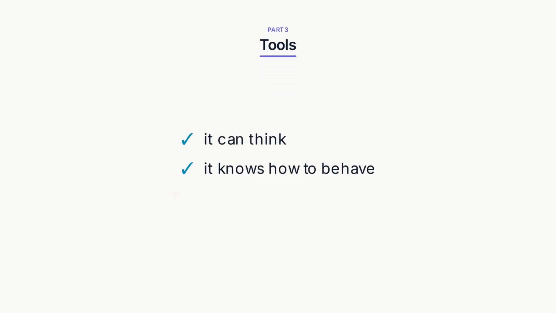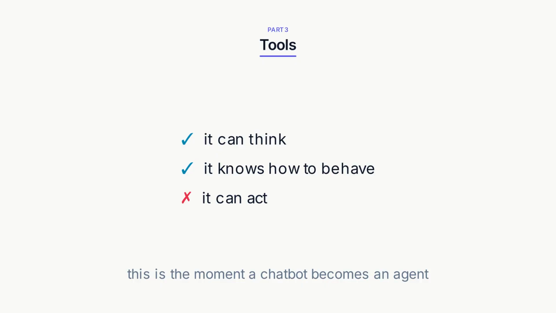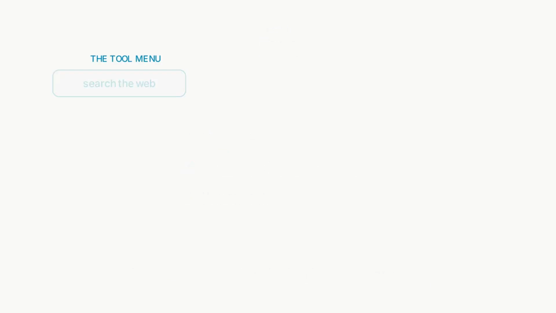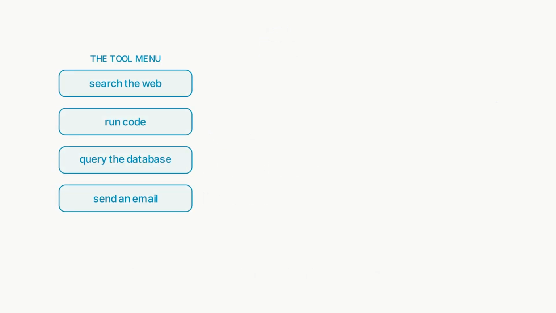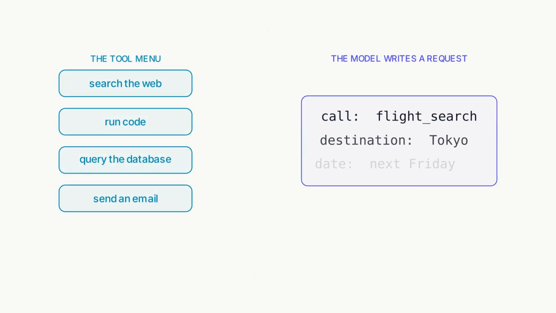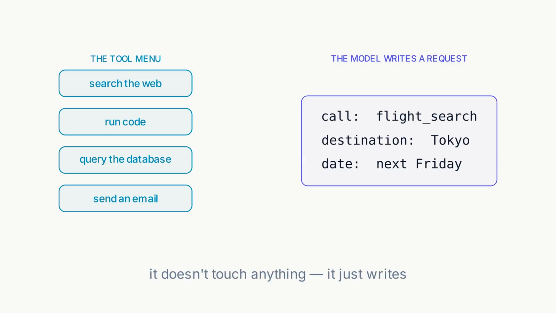Part 3, tools. Our model can think and it now knows how to behave, but it still cannot do anything. It has no hands. This is the component that changes that. And honestly, this is the moment a chatbot becomes an agent. The mechanism is called function calling, and it's simpler than it sounds. The designer gives the model a menu of available actions, each with a name and a description. Search the web, run this code, query the bookings database, send an email.